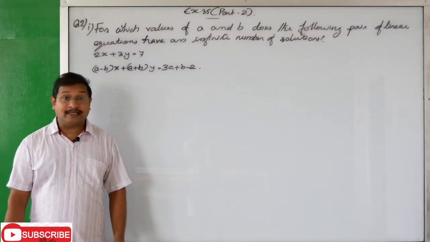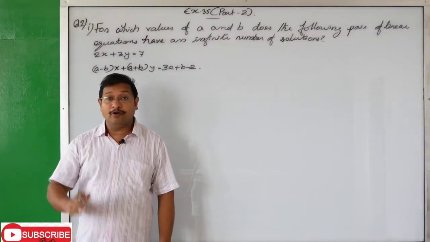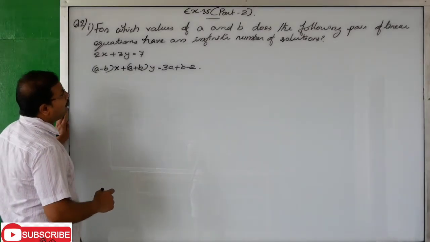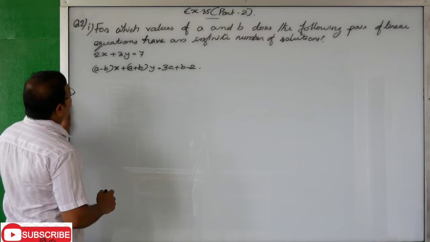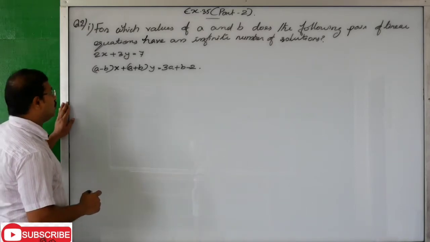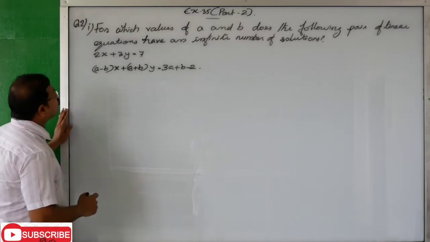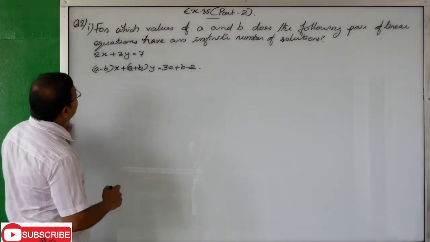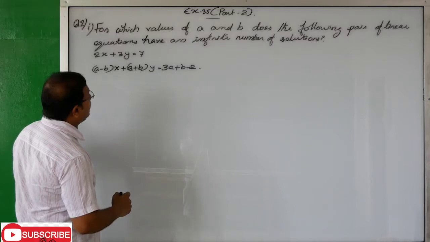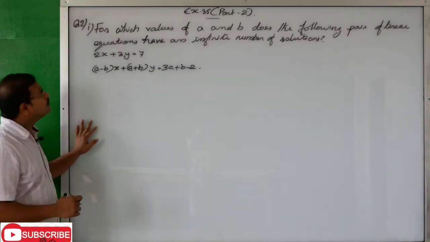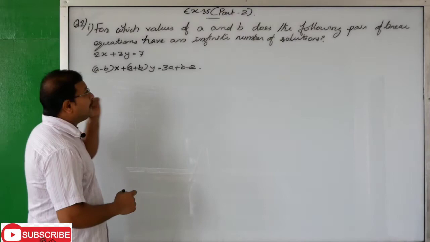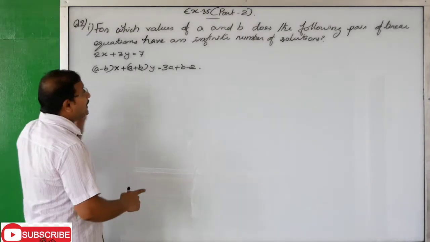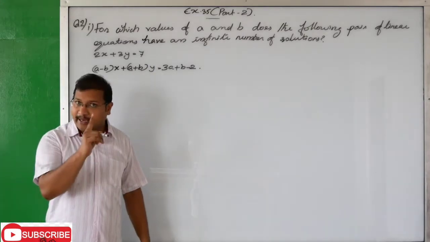Hi students, let's see exercise 3.5, question number 2-1. I'll read the question once. For which value of a and b does the following pair of linear equations have an infinite number of solutions? 2x plus 3y equals 7, (a minus b) into x plus (a plus b) into y equals 3a plus b minus 2. Ready? Here it's already given that the equations have infinite number of solutions. So from here we have to find out the value of a and b.